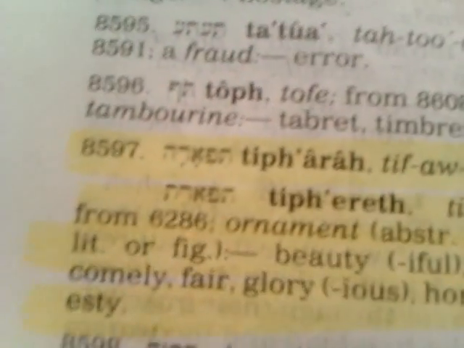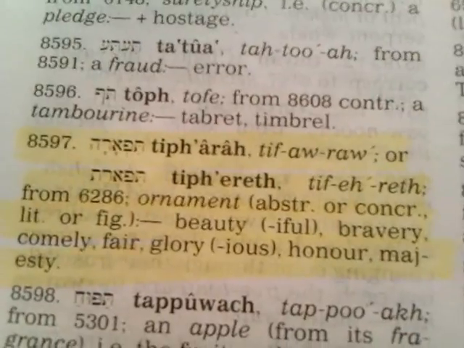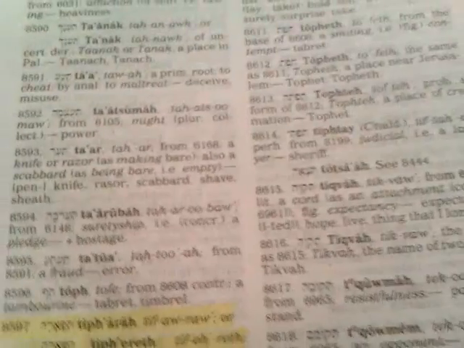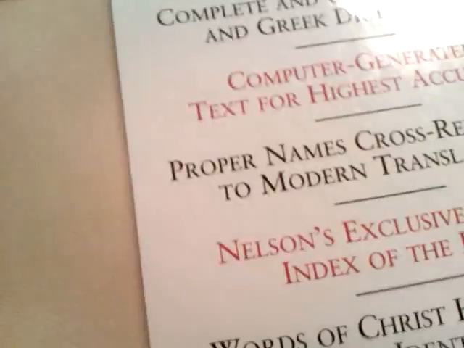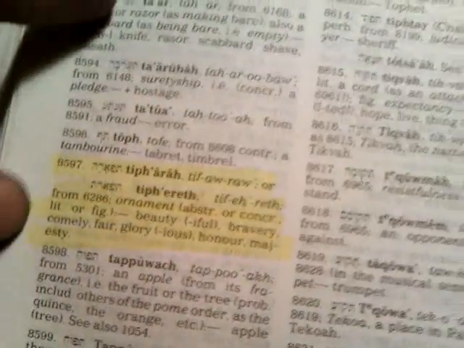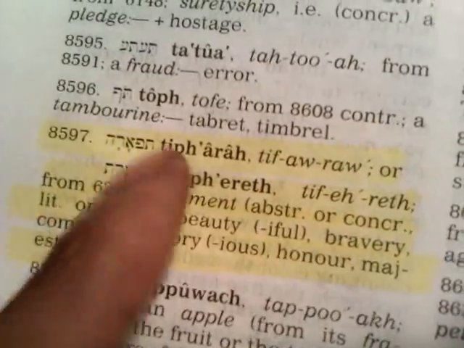Now let's come again over here. Now we can see a little better right here, the Hebrew. Now, this, of course, is in the Strong's. This is the Strong's exhaustive concordance of the Bible. Now, it's a pretty thick book right here, but you can also go online and look it up. But here's the root of TIPHERETH.